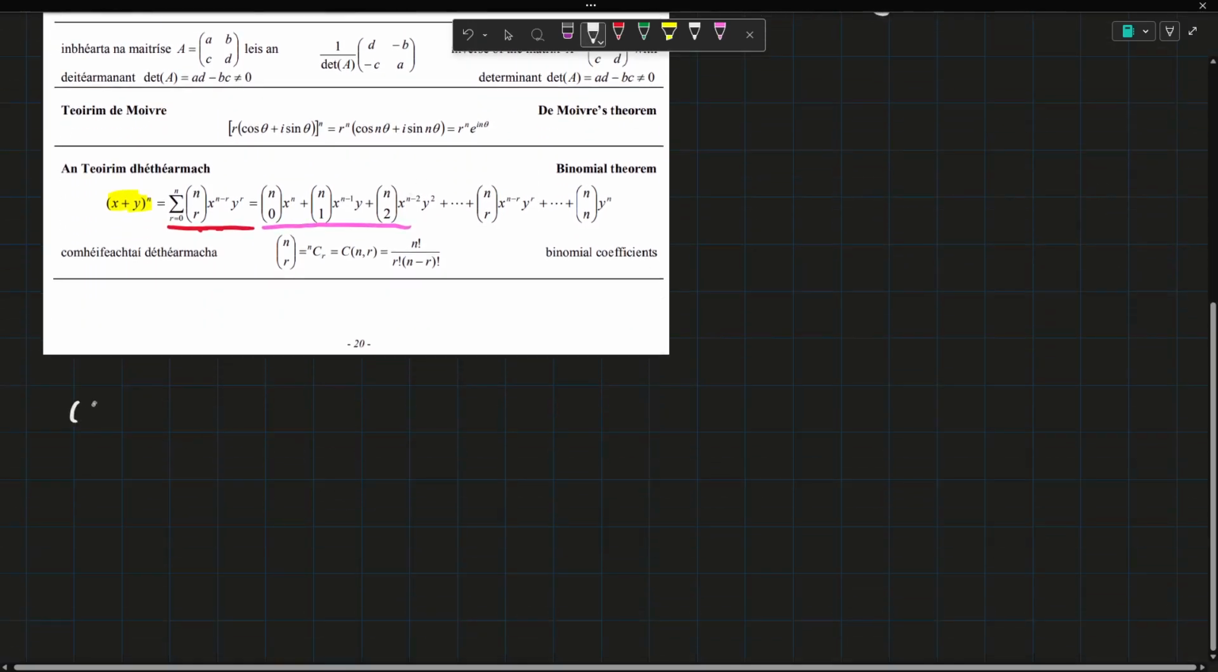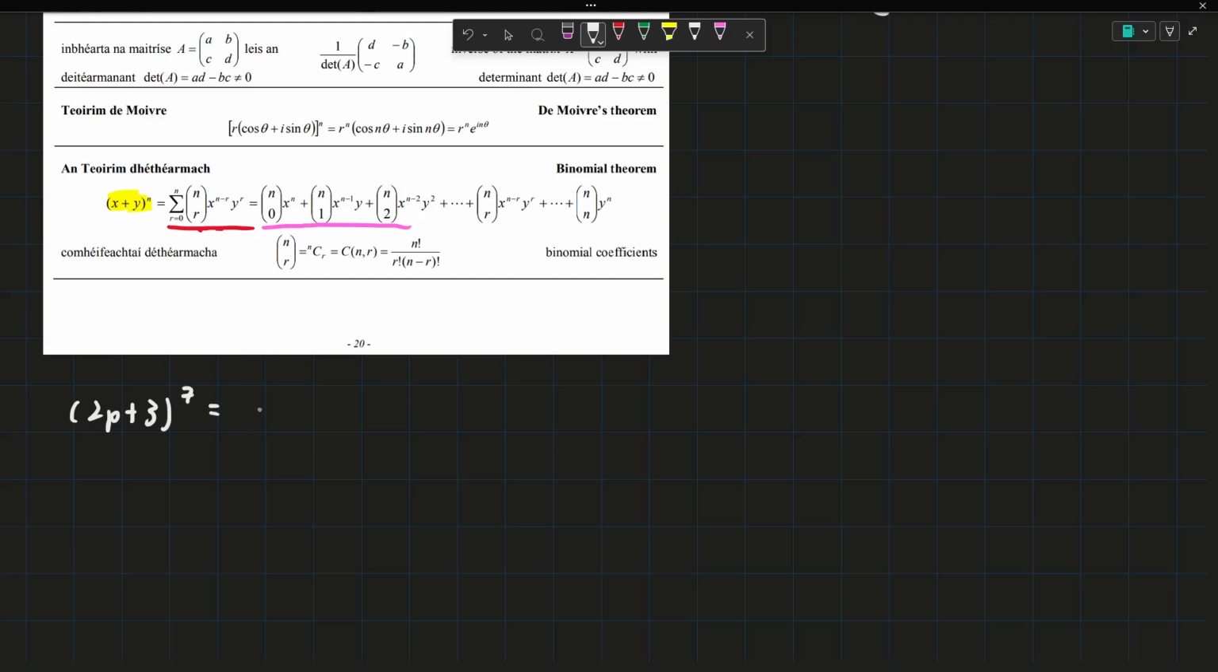So we're going to have 2p plus 3 to the power of 7. That'll be equal to, and then the first thing we're going to have is n choose 0. So we're going to have 7 choose 0, because our power is 7. Then we're going to have x to the n. Remember, x in our case is 2p, and that's going to be the power of n, which is 7. And don't forget to put the power of 7 on the entire 2p.